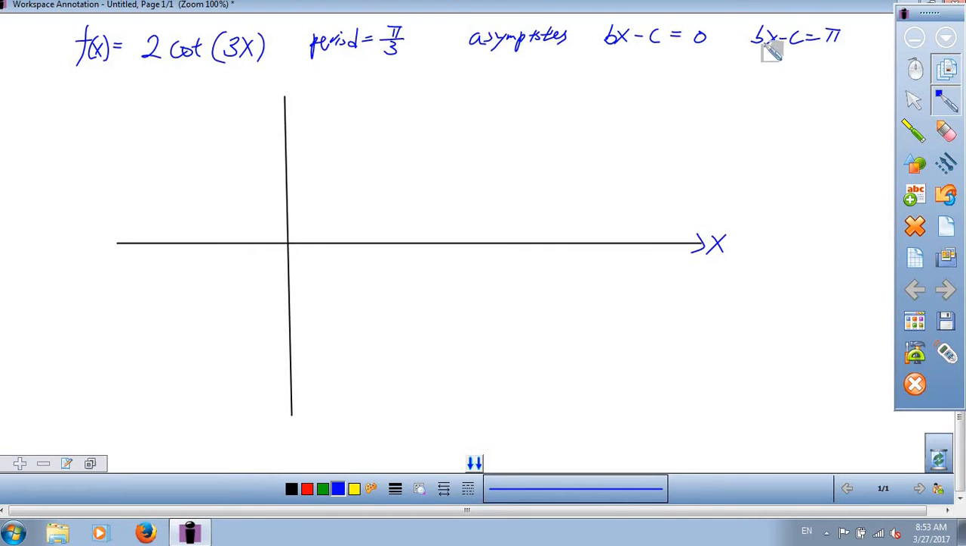The reason is cotangent has asymptotes when sine equals 0. So the asymptotes happen when sine equals 0, which is at 0, and then pi, 2 pi, 3 pi, and so on and so forth.